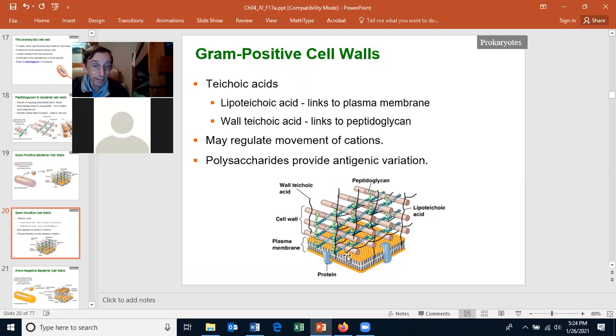The polysaccharides of the cell wall can provide antigenic variation, and you can use the antigenic variation to classify certain cells. Like with E. coli, they have O157, H11. The O157 and H11 are antigens on the cell. And O157, for example, is an antigen on the cell wall. I think the H11 is also. Any question about any of that?